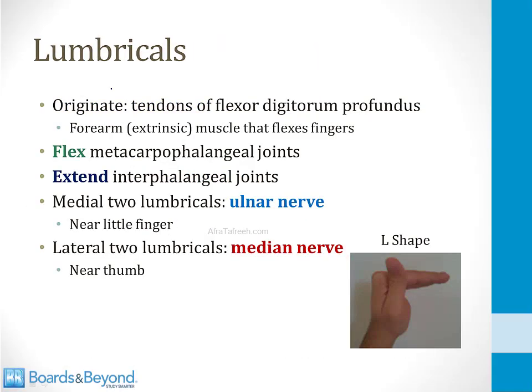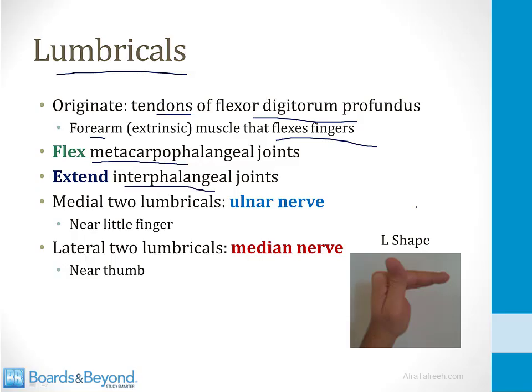And our last group of intrinsic hand muscles are the lumbricals, and this is the group that it's most high yield for you to understand because they're responsible for the hand abnormalities that occur in some nerve lesions. So the lumbricals are unusual in that they don't originate from a bone. They originate from tendons of a muscle called the flexor digitorum profundus. This muscle is found in the forearm. It's one of the extrinsic muscles that flexes the fingers. The role of these muscles is to flex at the MCP joints and extend at the interphalangeal joints.